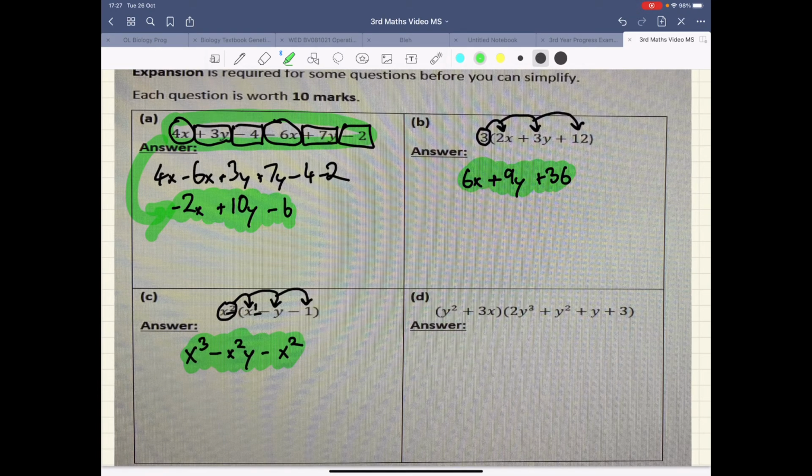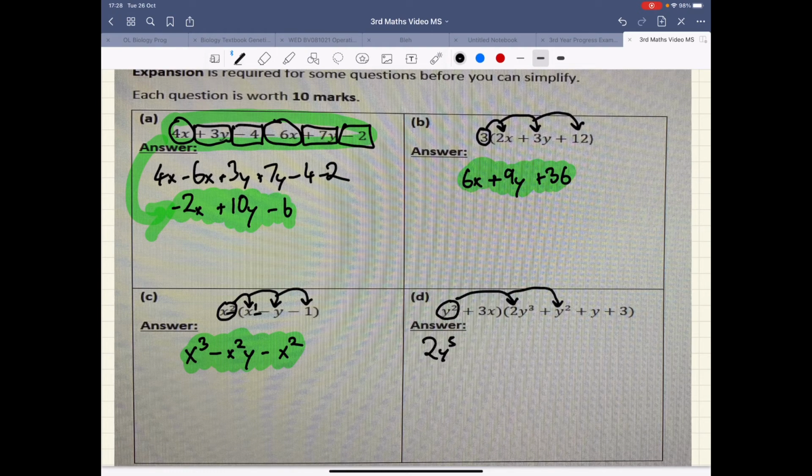That's my answer. Now, this question was a little nasty in that it's quite long, so you're going to have to be a bit patient with me here, guys. We're going to take y squared and multiply it by everything here. Then we're going to take this one and multiply it by everything here. And then we're going to see if there are any like terms that we can simplify together. So let's have a look. y squared multiplied by 2y cubed gives me 2y to the power of 5.